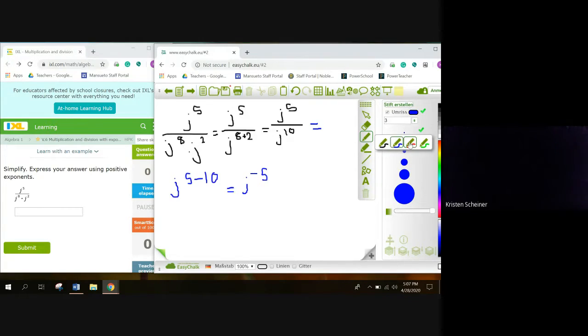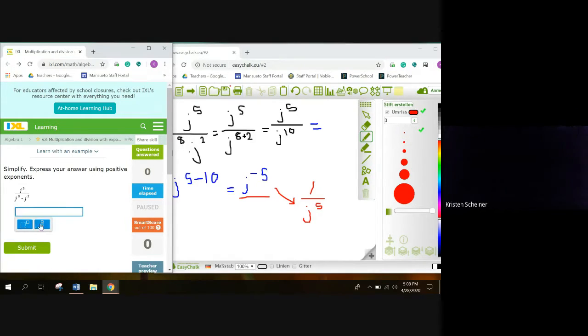This is where we need to remember that we cannot have negative exponents. Negative exponents do not like where they're at. They move to the opposite side of the fraction bar and they become positive. So this j to the negative 5 on the top of our fraction bar is going to turn into a j to the positive 5 below our fraction bar. And we're going to put a 1 there as a placeholder. So we can see that our final answer is going to be 1 over j to the positive 5th.